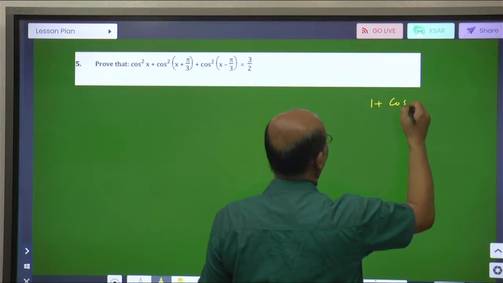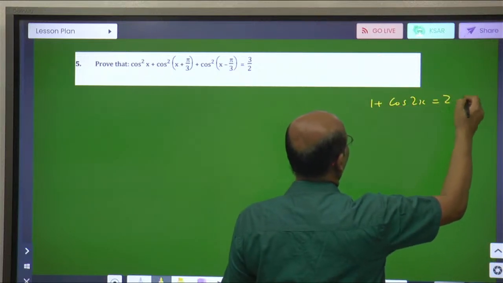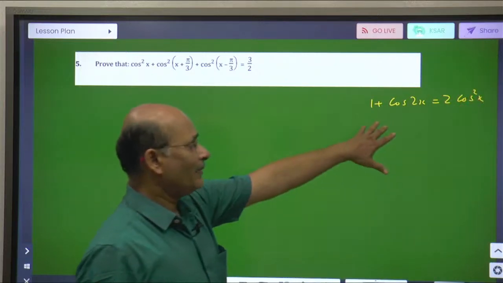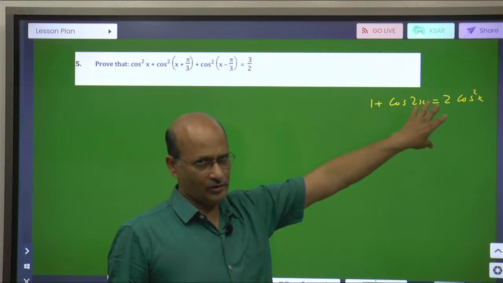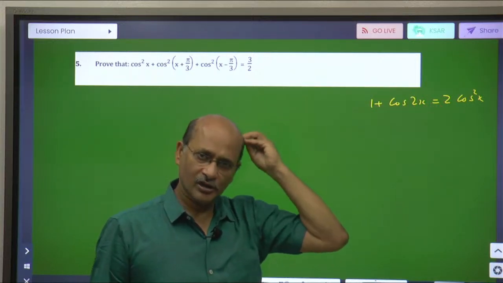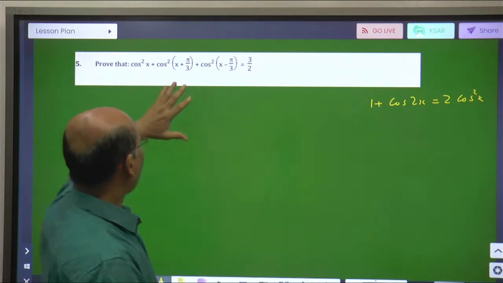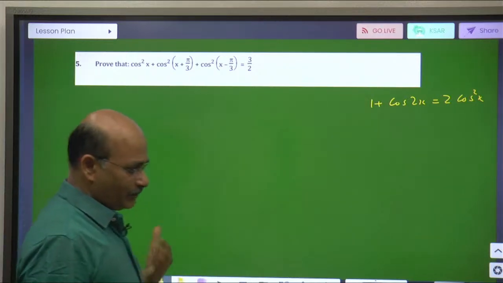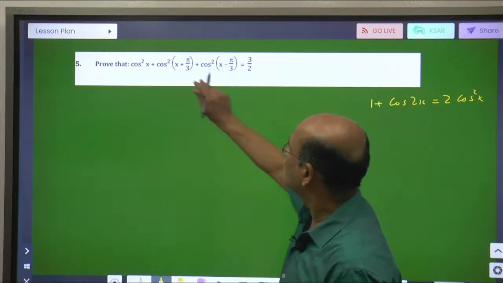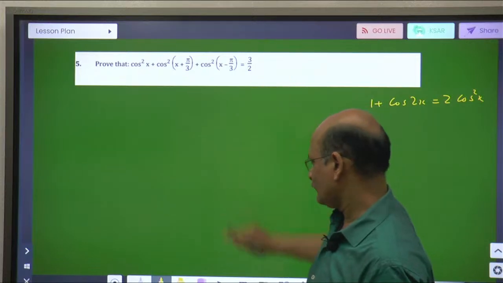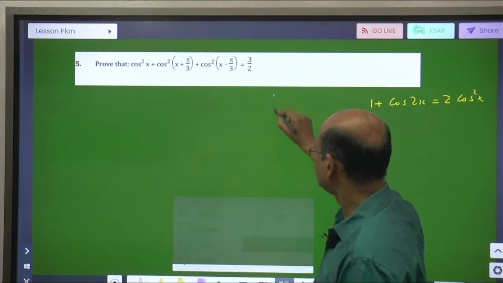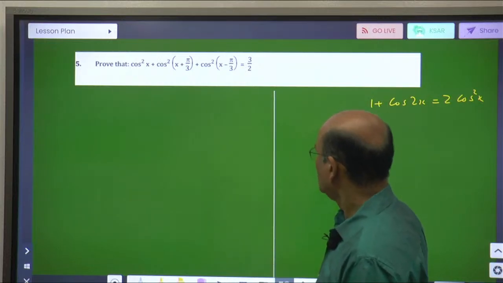See, 1 plus cos 2x is nothing but 2 cos square x. Now, this is the double angle formula which you had seen in your school textbook also. Very important formula. Register it. Now, let me think as a student. If I look at this particular question, that I have to prove that it is equal to 3 by 2, it's a big tough task for me, no doubt about it. Big task.